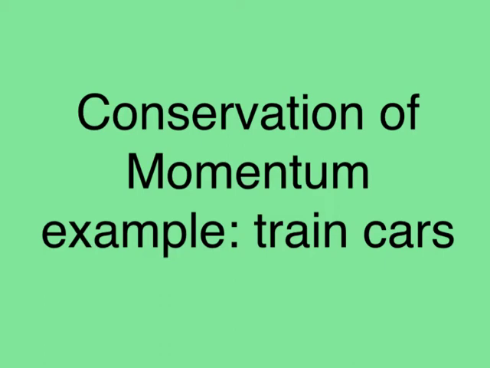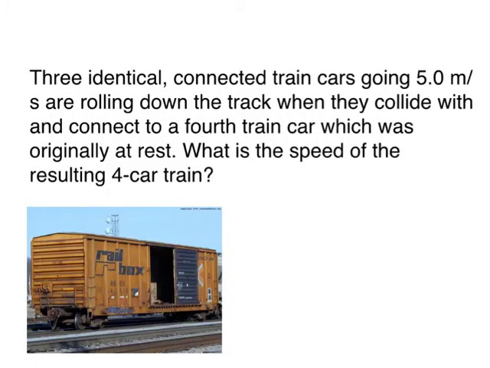This is a conservation of momentum example, train cars. So here's the problem we're going to be working with. Three identical connected train cars going 5 meters per second are rolling down the track when they collide with and connect to a 4th train car, which was initially at rest. What is the speed of the resulting 4-car train?